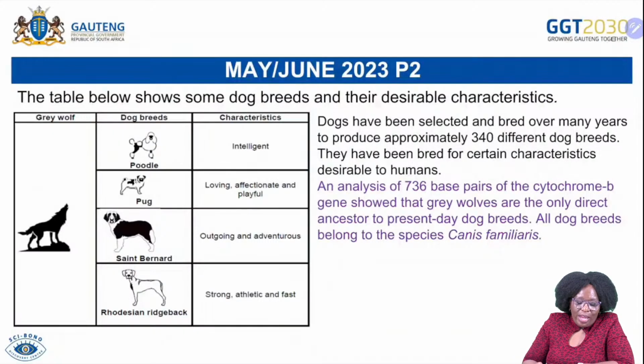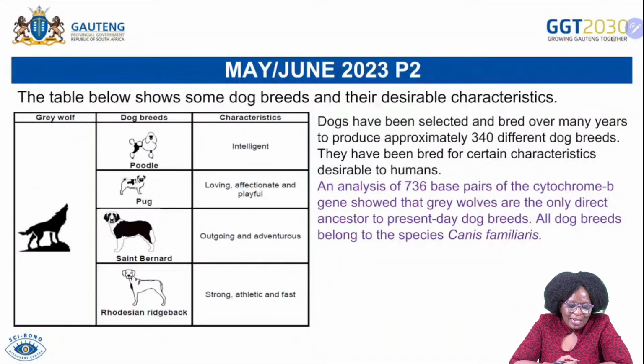Let us now look at something different. The table below shows some dog breeds and their desirable characteristics. You look at the diagram, you look at the table, and you read. We are reading together. Dogs have been selected and bred over many years to produce approximately 340 different dog breeds. They have been bred for certain characteristics desirable to humans.